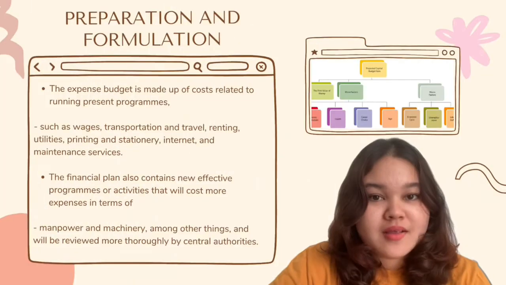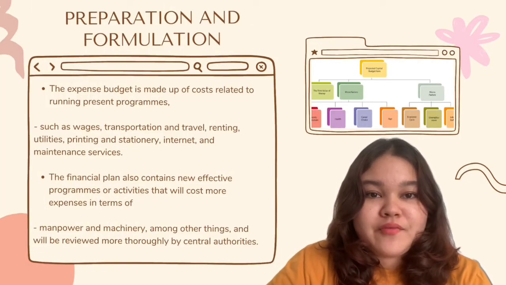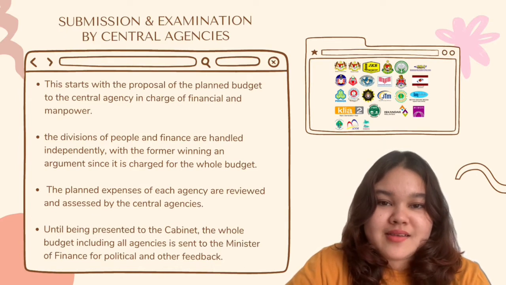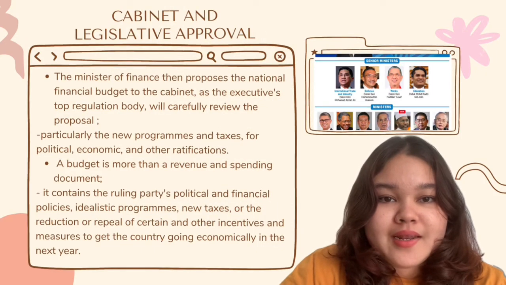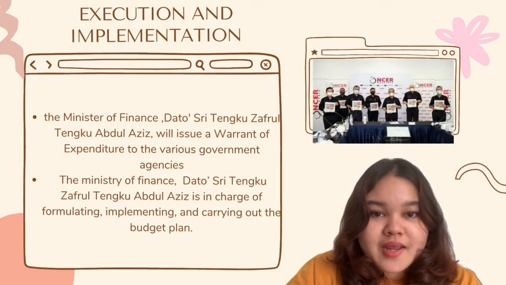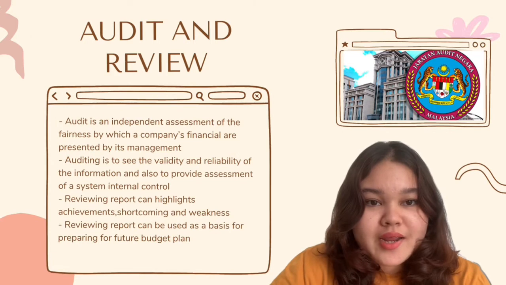It has 5 processes. For example, number 1, preparation and formulation. Number 2, submission and examination by central agencies. Number 3, cabinet and legislative approval. Number 4, execution and implementation. And the last one is audit and review.